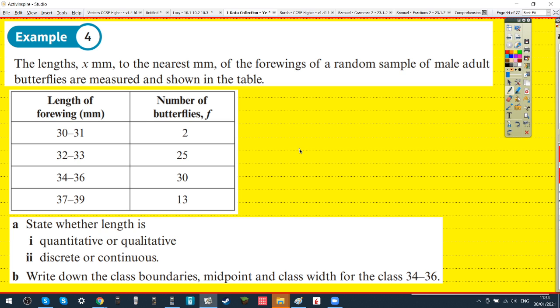Is this quantitative data? This is quantitative data because length is a number. And is it continuous? Length is continuous.